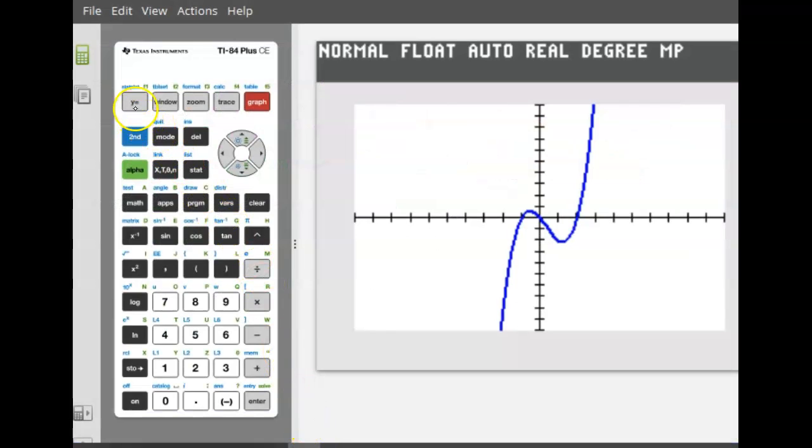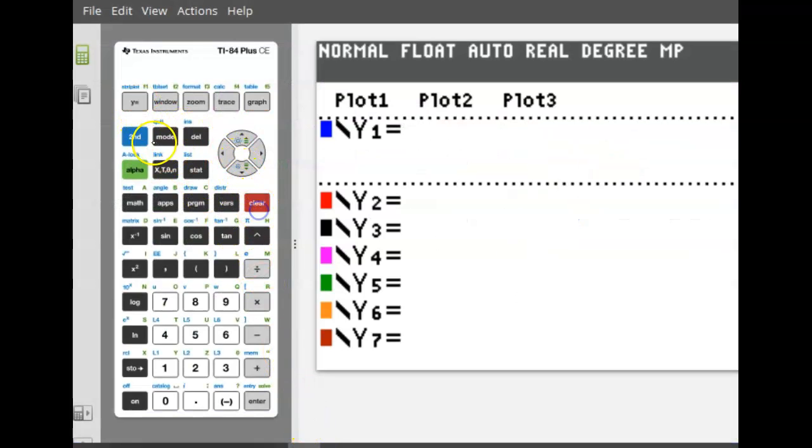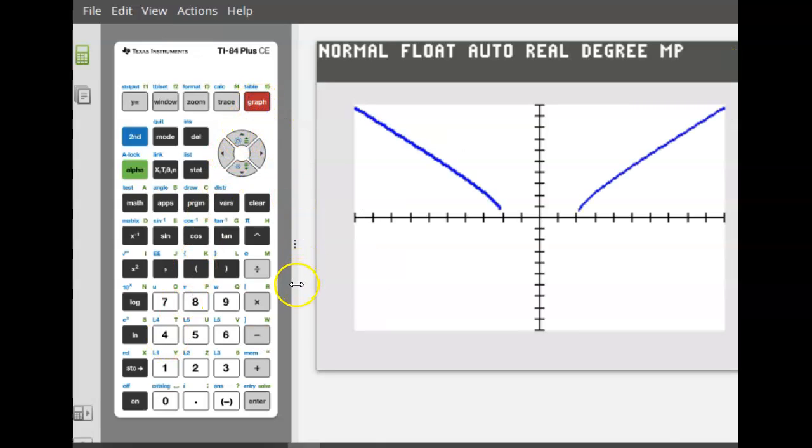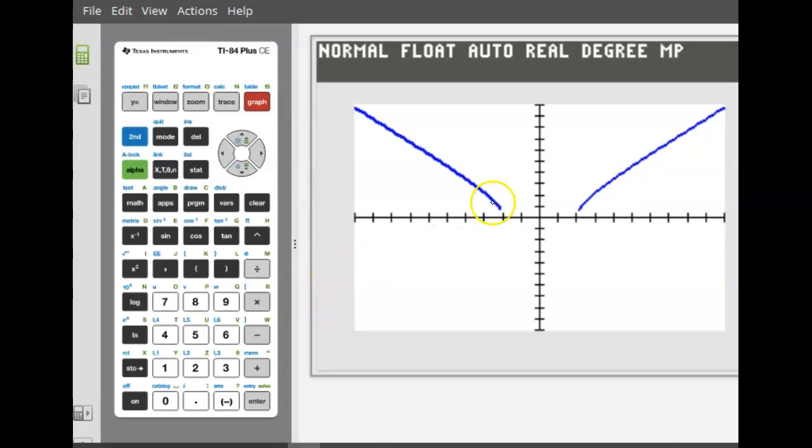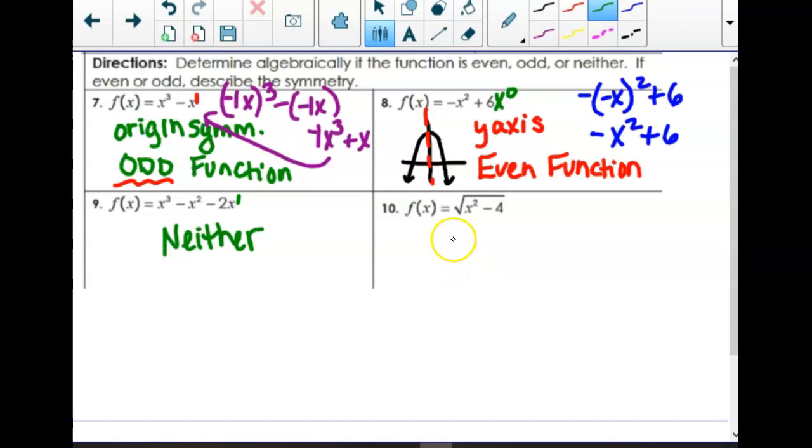So let's see if we go here and we put in square root of x squared minus 4, is that what it had? Okay. Weird graph, but does it have y-axis symmetry? And y-axis symmetry is an even function. All right. Down at the bottom of the page, I need you to make some notes. There's some extra room on this page, right?